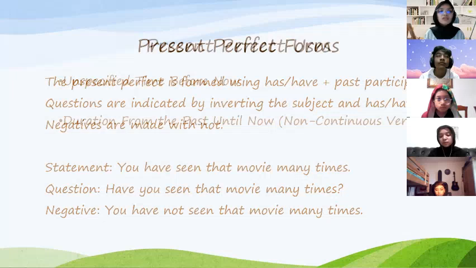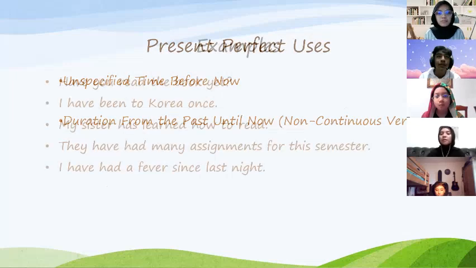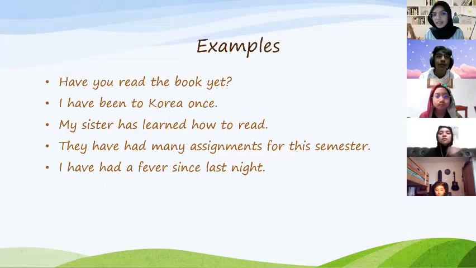So as I said before, you can use present perfect for an unspecified time before now, or for something that is a duration from the past until now, with a non-continuous verb. For examples: have you read the book yet? Well, I have been to Korea once. Well, my sister has learned how to read. They have had many assignments for the semester, and I have had a fever since last night.